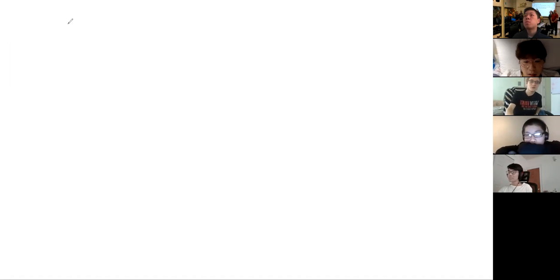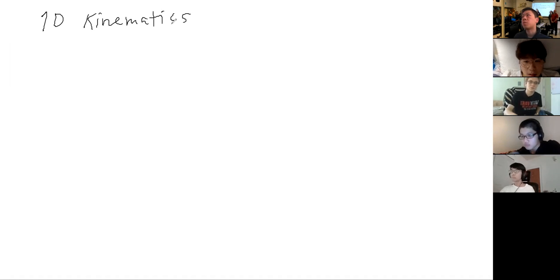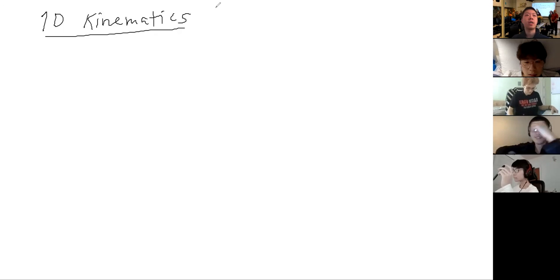Okay, so let's first start off with one-dimensional kinematics, right? So then we're starting off at a place where we don't need to use vectors that much because there's only a forward direction and a backwards direction. So anything's either positive or negative.